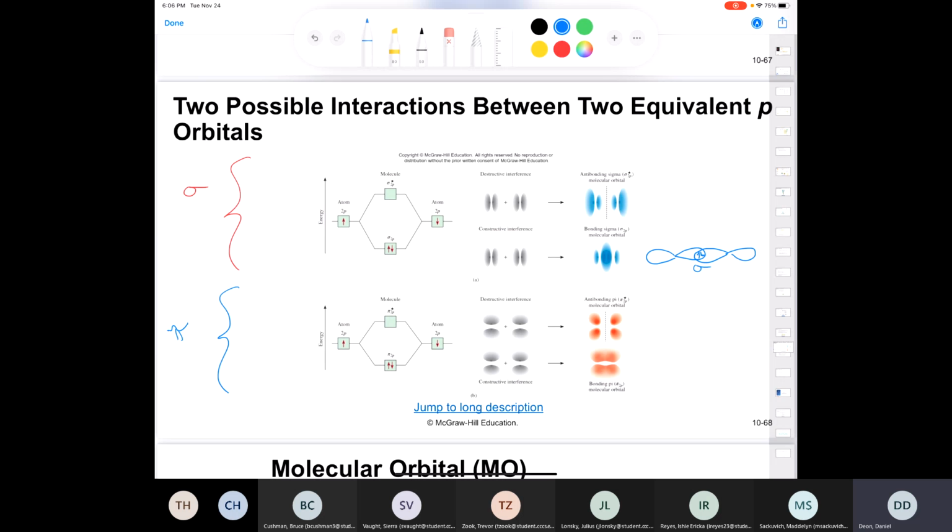If they overlap destructively, then I have a nodal plane in between them. That means there's no electron density there, okay? And that gives me an antibonding orbital. Notice, I didn't point this out in the last slide, but notice that the antibonding orbitals are denoted by a star. This one here is called a sigma 2p. This one is sigma star. So the star refers to antibonding.